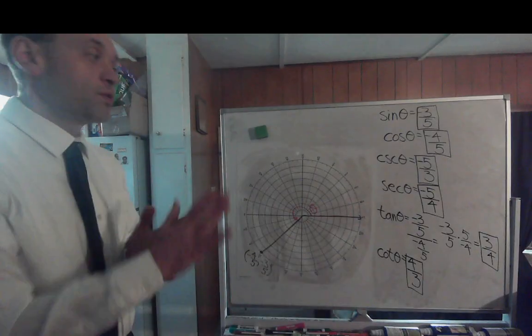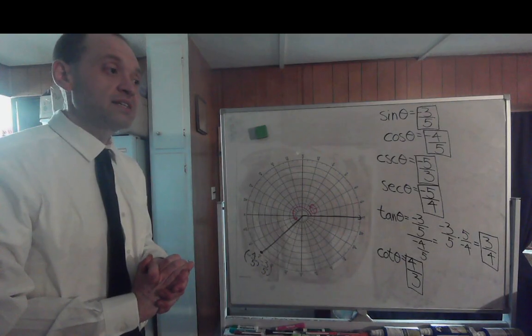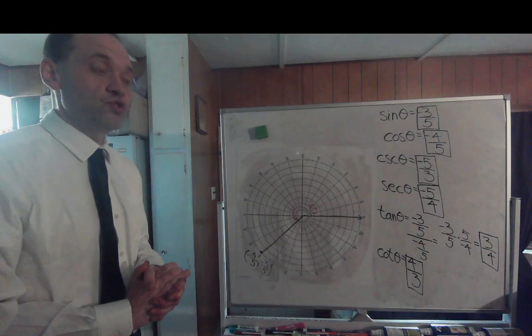So that was all for radius 1. So that's it for the unit circle and basic introductory trigonometry. Next lesson we're going to get into some right triangle trigonometry.